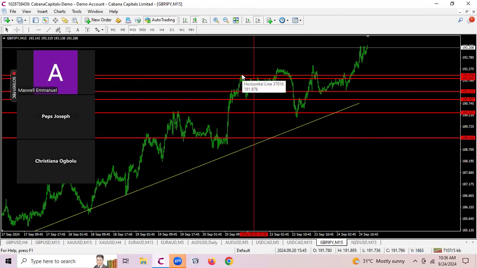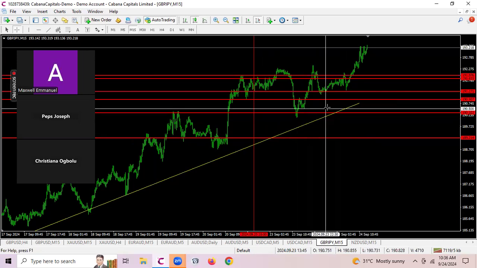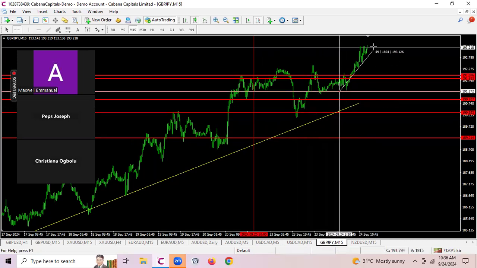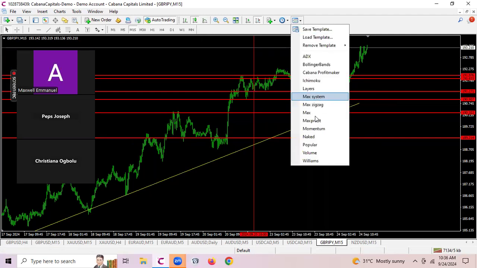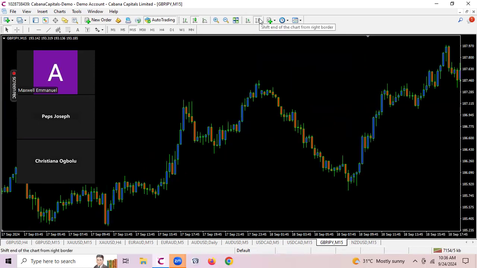GJ, UJ, JPY pairs are bullish. So far today, today is the 24th, JPY has done over 200 and something pips today. That's a huge move. So UJ is still very bullish. UJ is bullish, GJ is bullish.